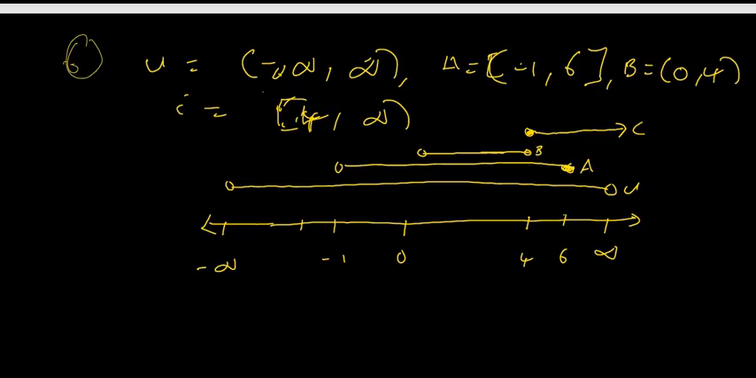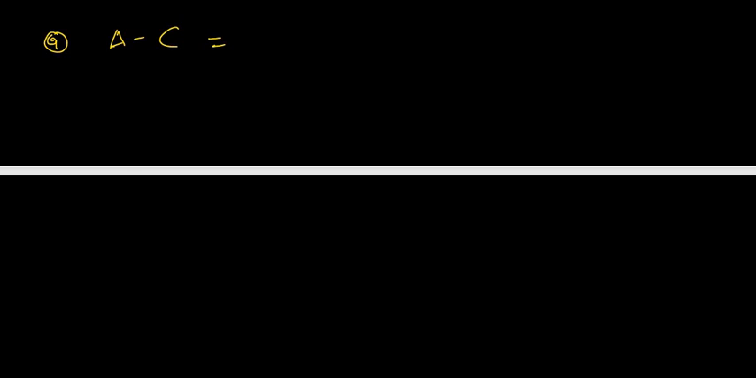Now we have been told to find A minus C. So let's see how we can solve this. This is how we can illustrate all these sets on the number line. Now let's answer the question. By De Morgan's law, we can clearly see that A minus C is the same as A intersection C complement. Then from here, C complement will be equal to negative infinity up to 4.